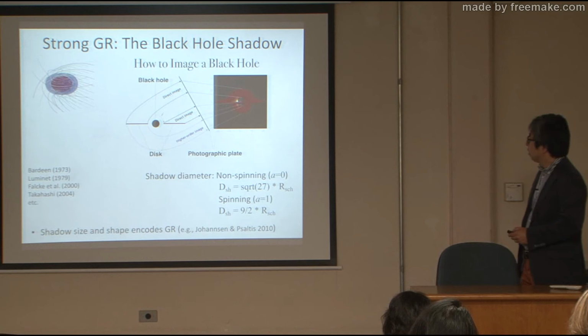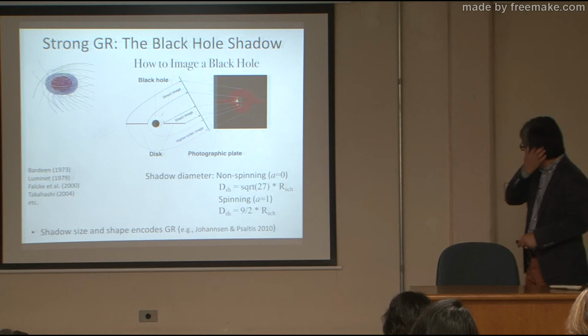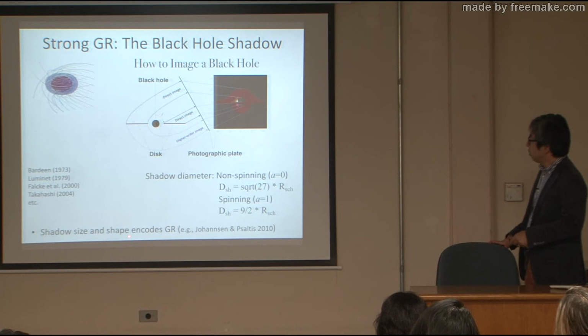Then the shadow diameter for the non-spinning case is around this one. The spinning case is also calculated, so this value does not differ so much. I think maybe I can show later where there is a stronger difference. The shadow size and shape are also affected by general relativity. I can also show a little bit of that later.